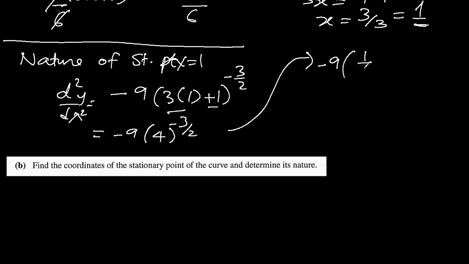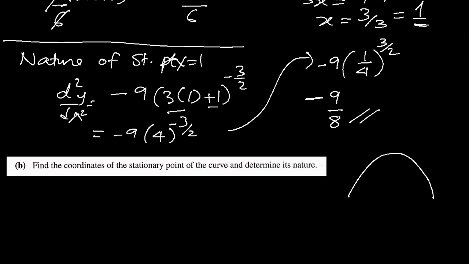We have to reciprocate this to make it positive. So it becomes positive 3 over 2. But the contents reciprocate, so it will be 1 over 8. Minus 9 over 8. This is the value of the second derivative when x is equal to 1. And whenever it is negative, negative means it is opening down. If a curve is opening down, it can have only a maximum where the gradient will be 0, and this is the maximum point. So x equal to 1 is a maximum.